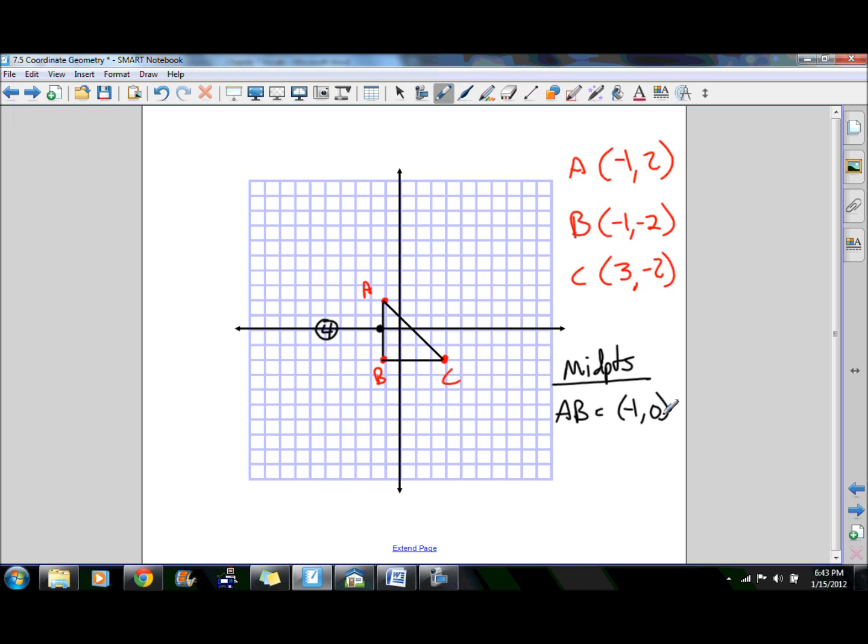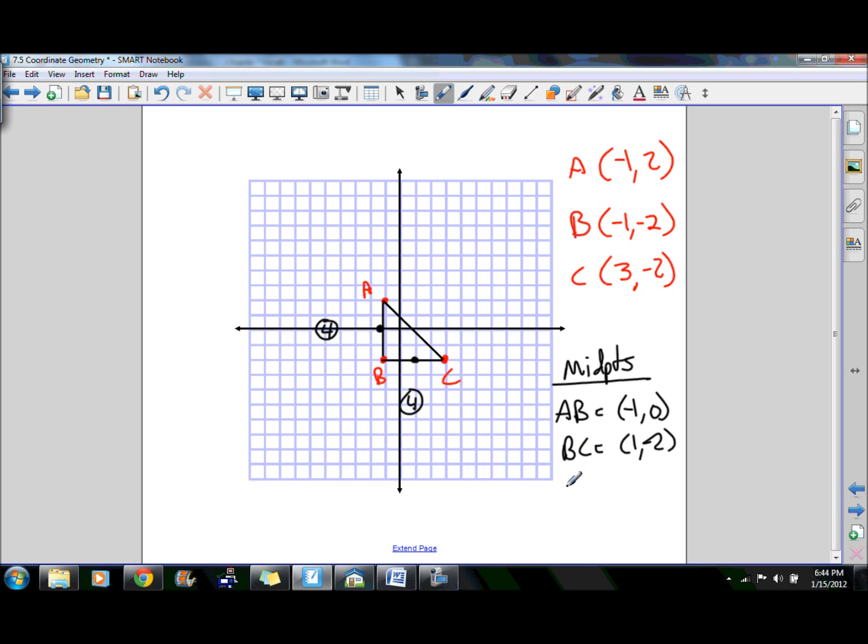All right, so then for finding the midpoint of BC, I have to find the distance between them, which is 1, 2, 3, and 4 as well. So then halfway in between them has to be 2. So I go 2, which I go right there. The midpoint of BC is going to be 1, -2.